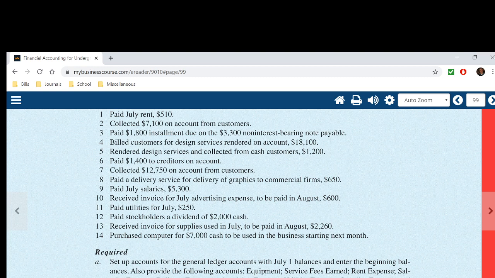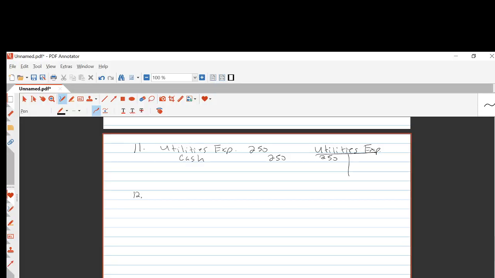Paid stockholders a dividend of $2,000 cash. The two accounts involved are dividends and cash. Cash goes down by $2,000 and dividends go up by $2,000. Dividends are a D, right? D-E-A-L-O-R. Dividends are D. We make those go up with a debit. So we're going to debit dividends for $2,000. Cash is an asset. We want it to go down, so we credit cash $2,000. And we need to set up the dividends T account now. And we go update cash.